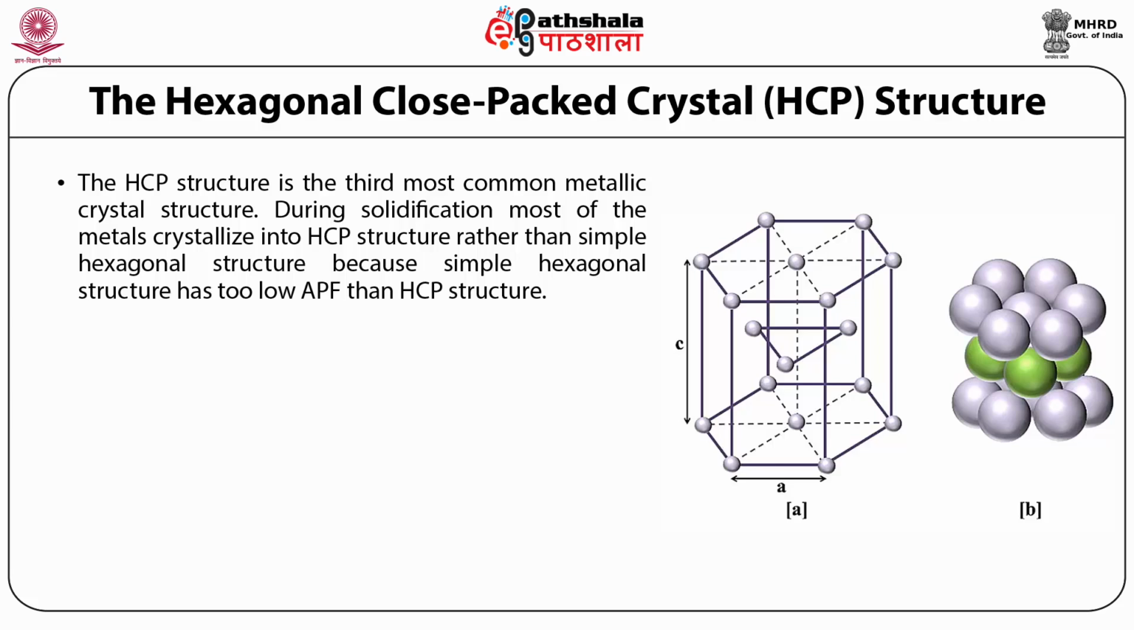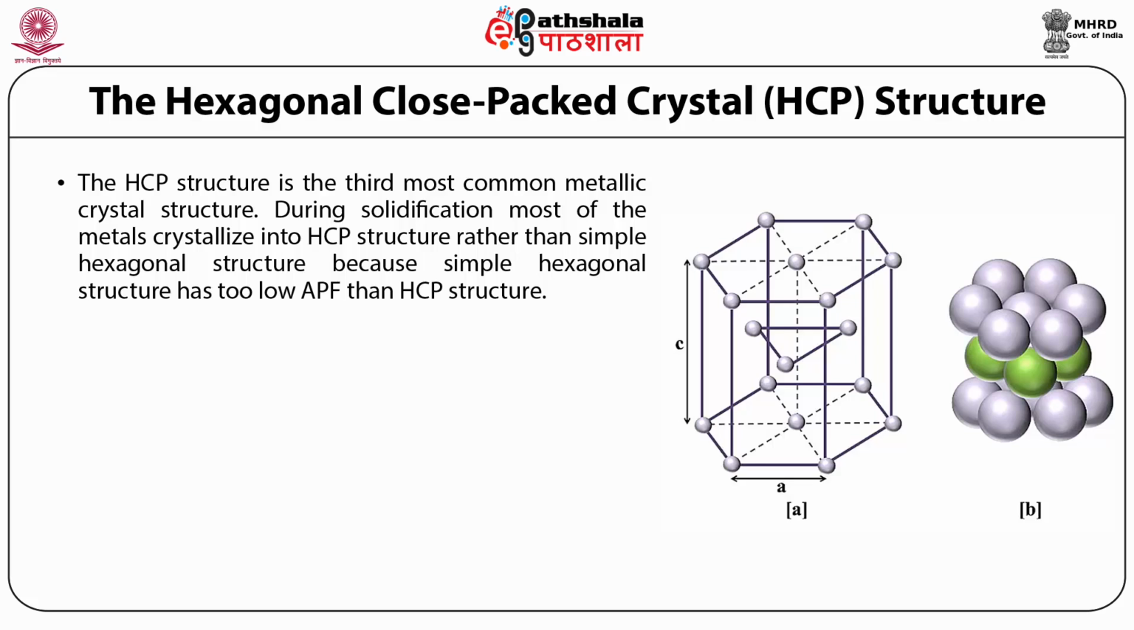During solidification, most of the metals crystallize into HCP structure rather than simple hexagonal structure, because simple hexagonal structure has too low APF than HCP structure. The atoms in metallic crystals can achieve lower energy and more stable state by forming the HCP structure.